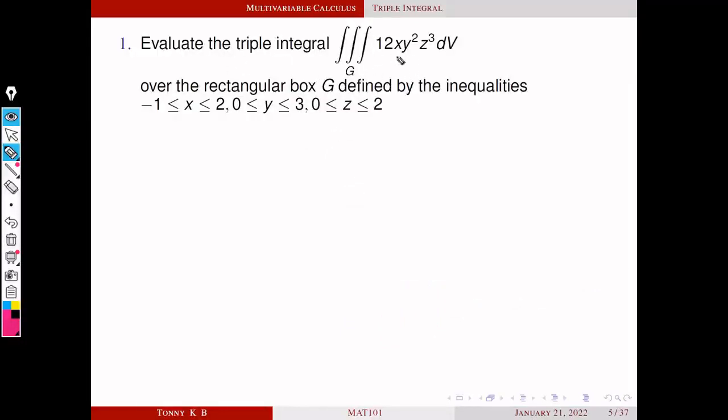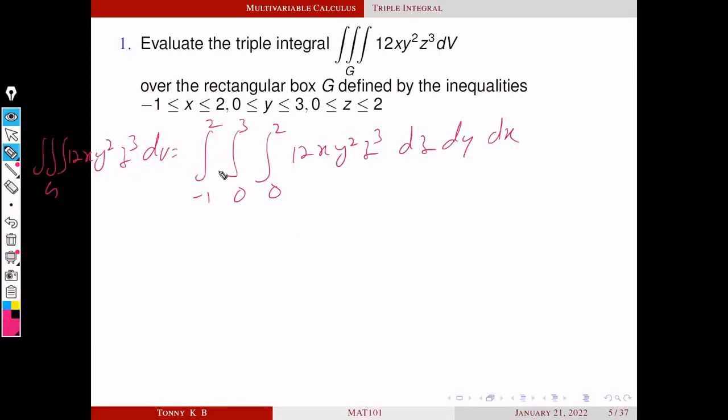Okay, consider a problem. Evaluate the triple integral over G of 12xy square z cube dV over the rectangular box G defined by the inequalities -1 less than or equal to x less than or equal to 2, 0 less than or equal to y less than or equal to 3, and 0 less than or equal to z less than or equal to 2. So first you have to set up this integration in terms of iterated integrals.